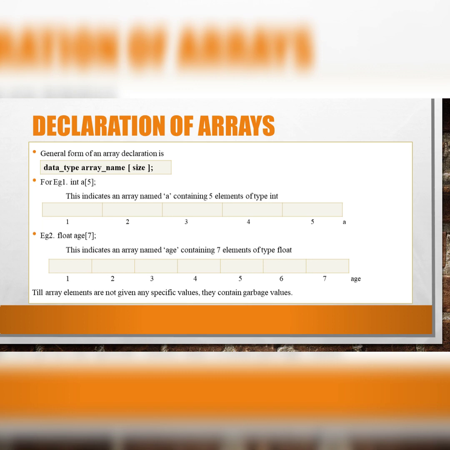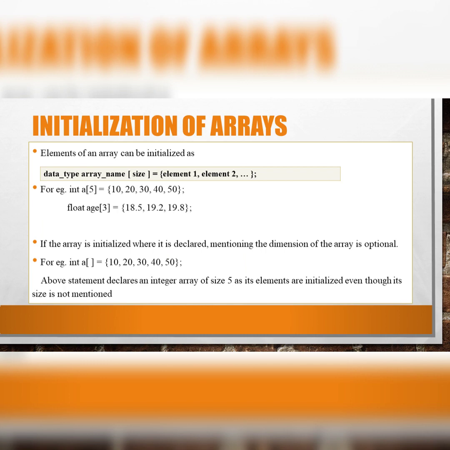After declaration, if the array elements are not assigned any particular values, then they are supposed to contain garbage values. Hence, it is important to store values in the array elements at the time of its declaration. This is called initialization of an array. Once these array elements are initialized, the values get stored in the locations allotted to them in the computer's memory.